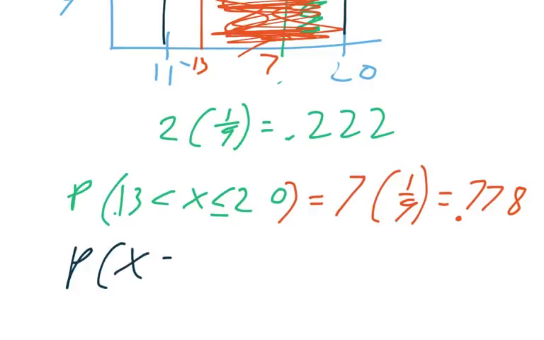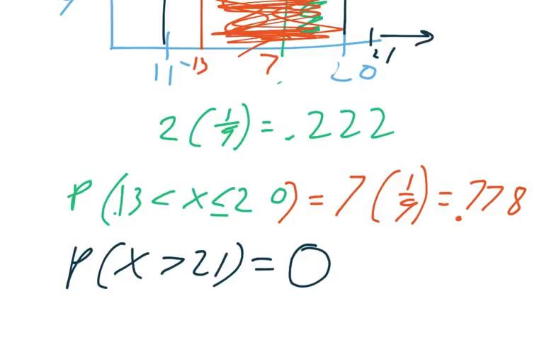What is the probability that x is bigger than 21? Well, since 21 is over here and it's going that way, the answer is 0, because nothing in our graph would have been bigger than 21.